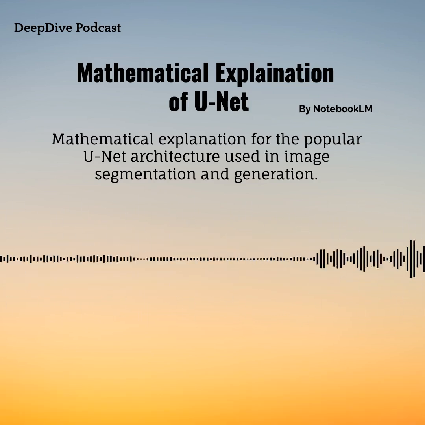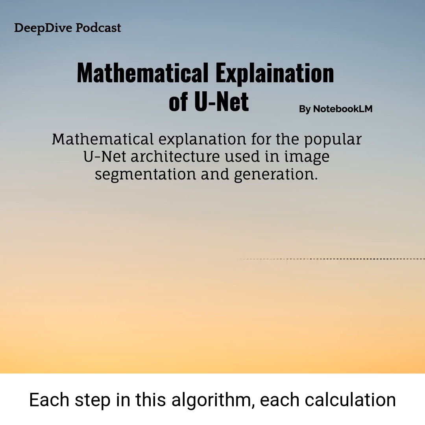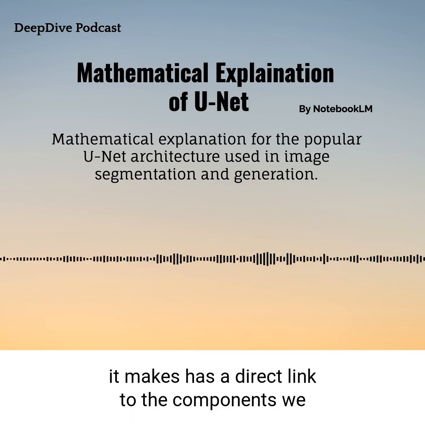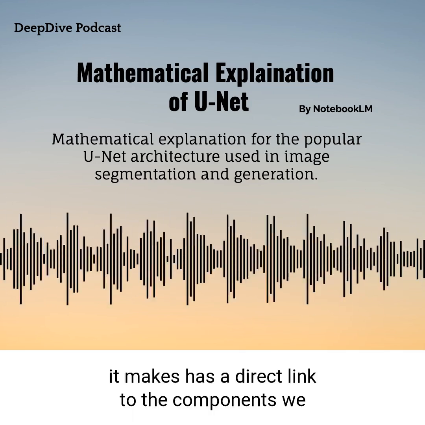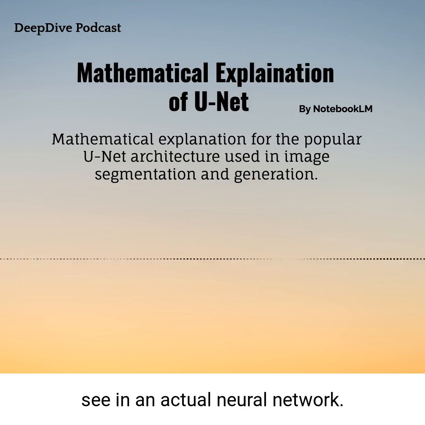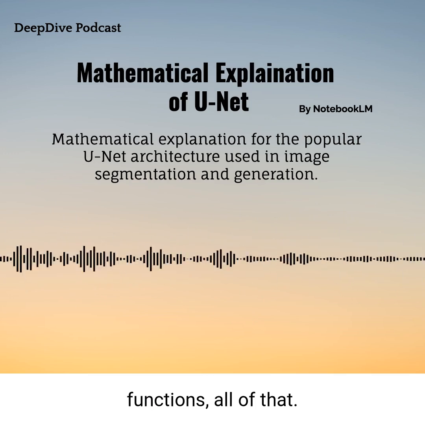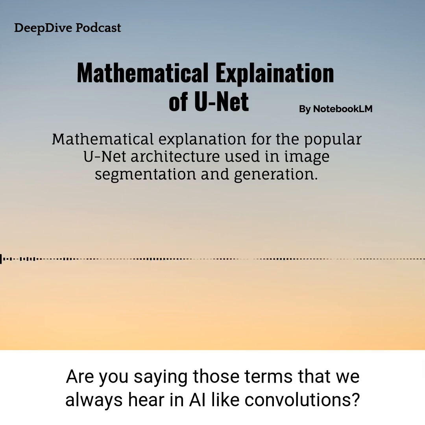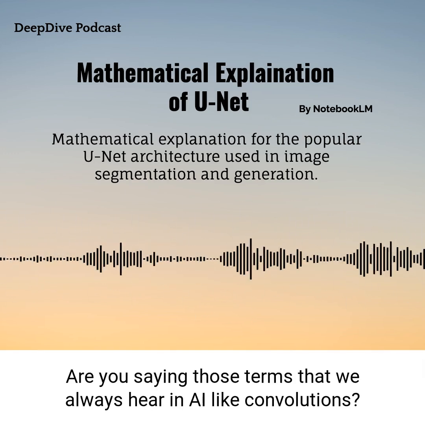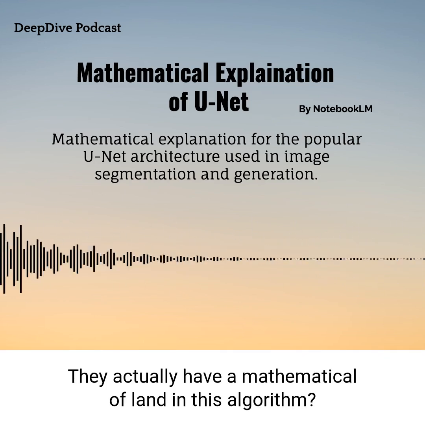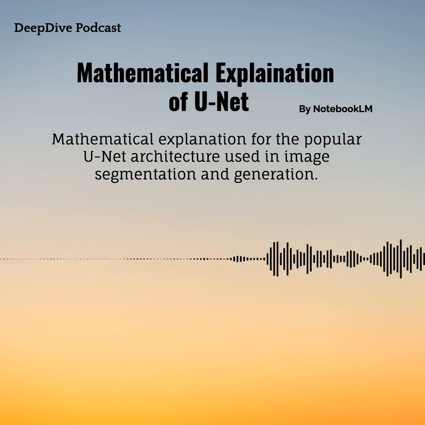And here's where it gets even cooler. Each step in this algorithm, each calculation it makes, has a direct link to the components we see in an actual neural network. Like UNet. We're talking convolutions, activation functions, all of that. Wait, hold on. Are you saying those terms that we always hear in AI, like convolutions, they actually have a mathematical equivalent in this algorithm?